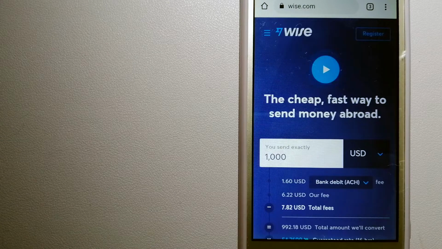We are going to talk about three ways to send money if you are in Puerto Rico and you want to send money to Denmark.